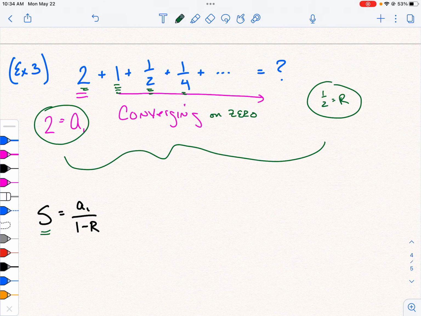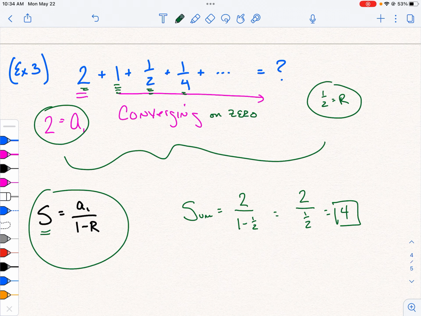So what we're going to do is we're going to say our sum is the first value over 1 minus the ratio. So in this case, the sum is 2 over 1 minus 1/2, which is 4. So we can very quickly calculate the sum of this converging infinite geometric series with a very simple formula. So if you're ever asked to do that, that's the way you do it. Your starting value over 1 minus your ratio.